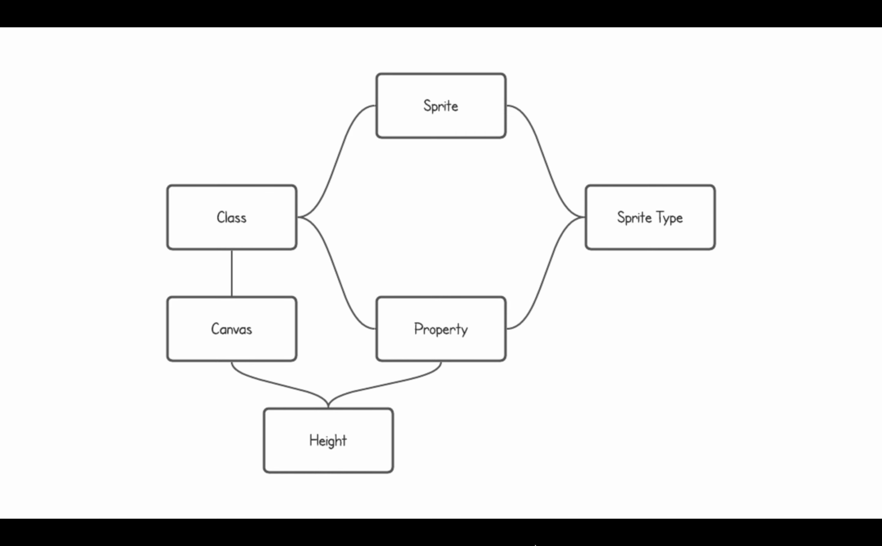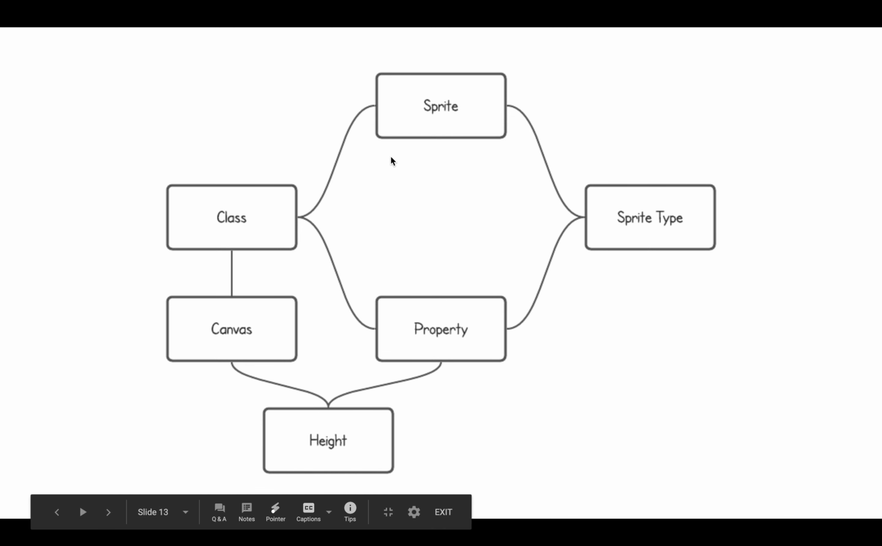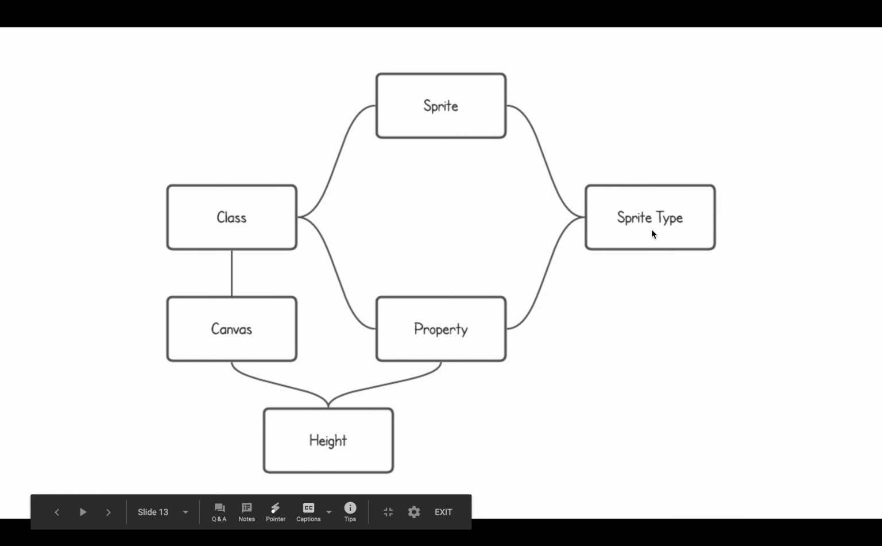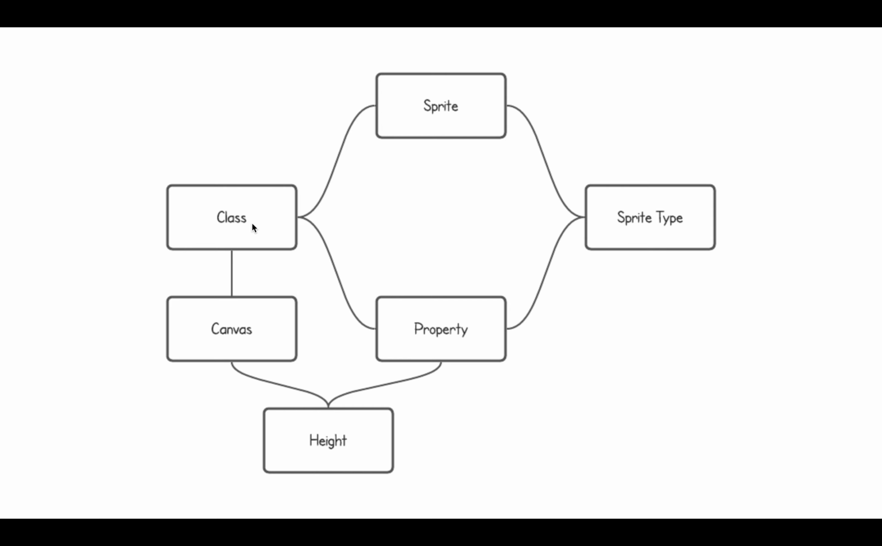So to try to put all of that together with some of our vocabulary from previous modules, we have sprites and canvases. Those are both classes. Both sprites and canvases have properties. A sprite has a property called a sprite type. A canvas has a property called a height. But the sprite type is not a class. It is a property of a class.